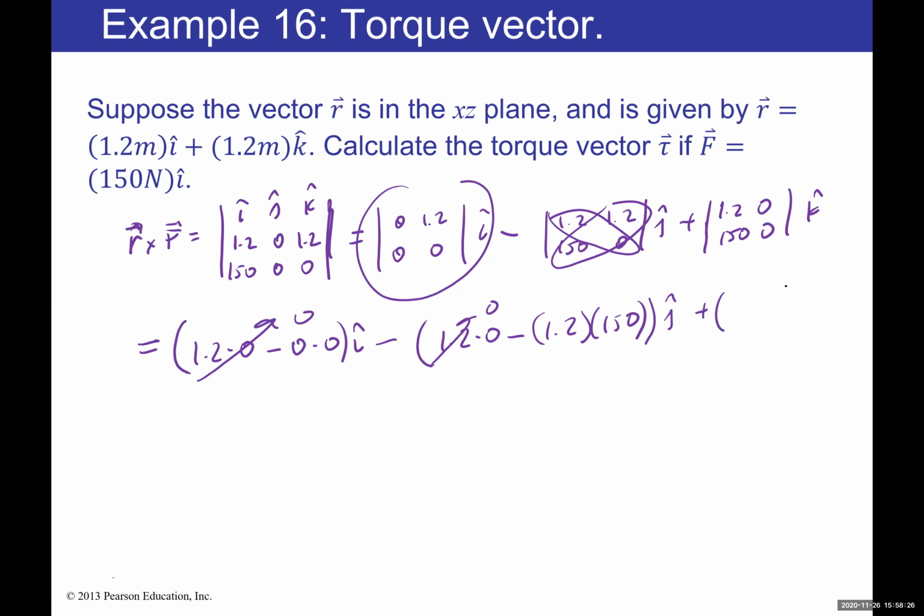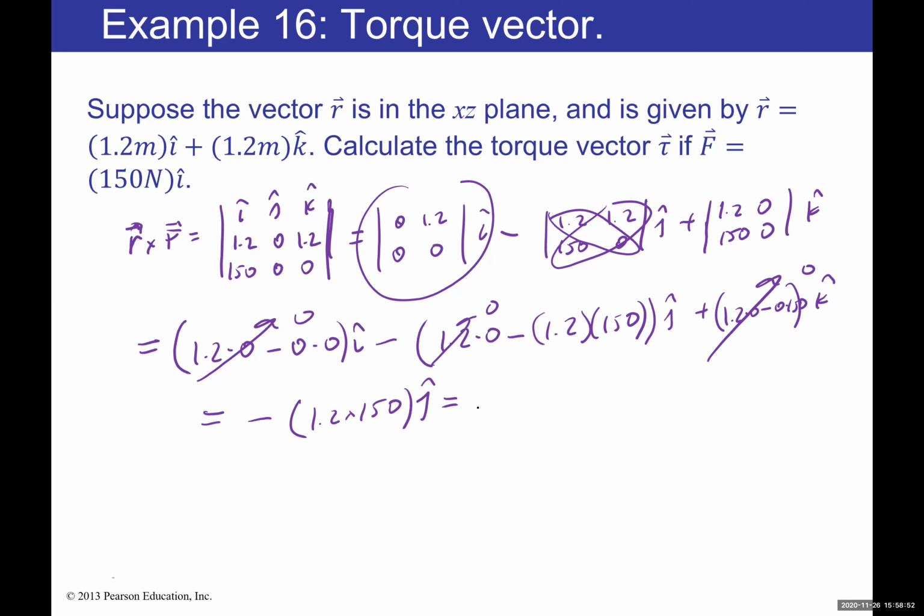Then plus, and here you can see again, 1.2 times 0 minus 0 times 150 k hat. This also goes to 0 completely. That means our answer here is negative just 1.2 times 150 j hat. That means that's the only thing now surviving for us, and that's what we have to use to do the calculation.